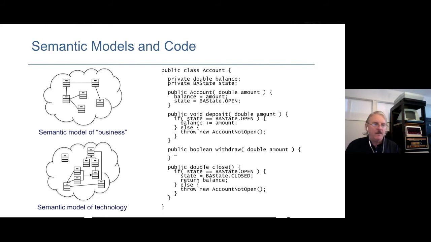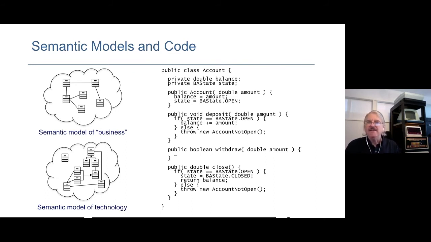Now, when a developer writes a single line of code, public class account, open curly brace, close curly brace, I'm going to call that one line of code. What that line of code is actually doing is taking the business's concept of what it means to be an account, and mapping it, in the set theory sense, onto Java's concept of what it means to be a class. So take this concept from the business and map it onto that concept in the technology.